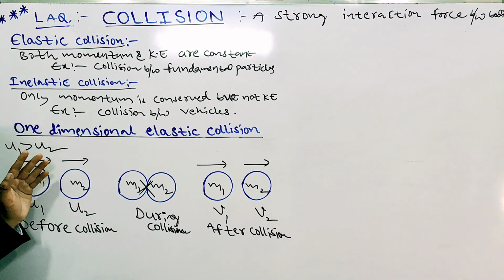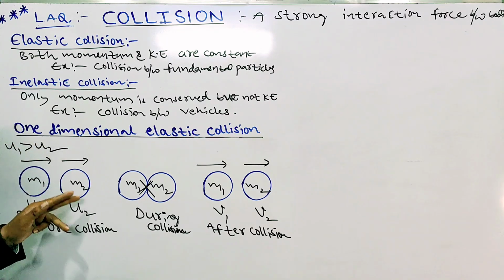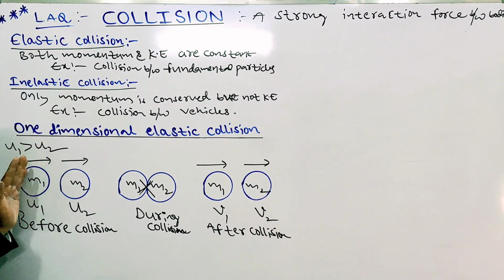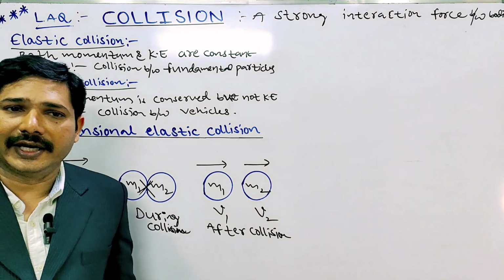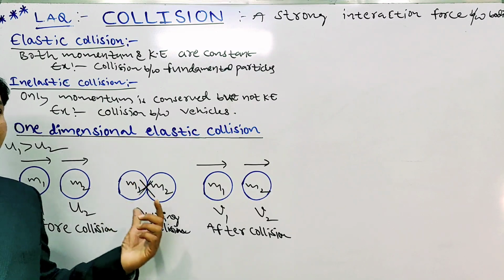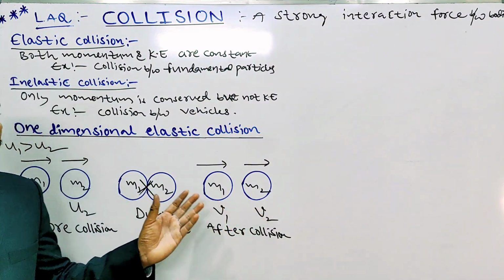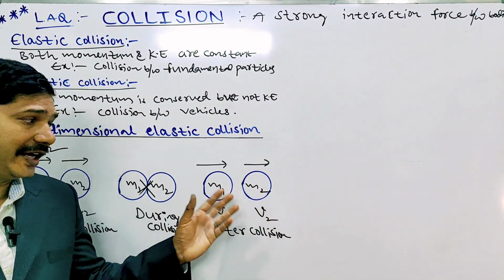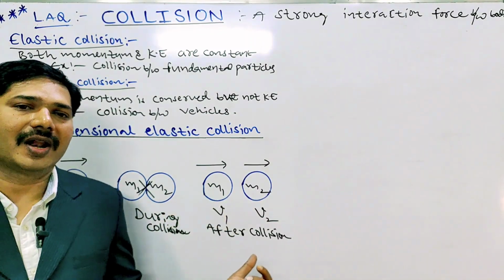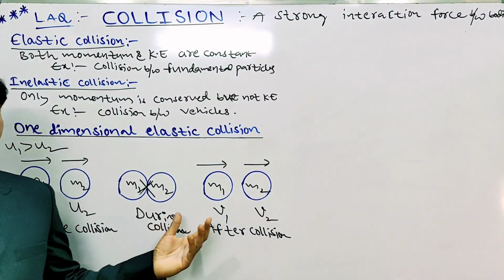Here u1 is the initial velocity of body m1, which is more than the velocity of body m2. That is why the m1 sphere goes and hits the m2 sphere. So this is before collision. Then during collision they exert forces on each other, and afterwards what happened? They are limited to a straight line, and m1's final velocity is v1, and m2's final velocity is v2. This is after collision.